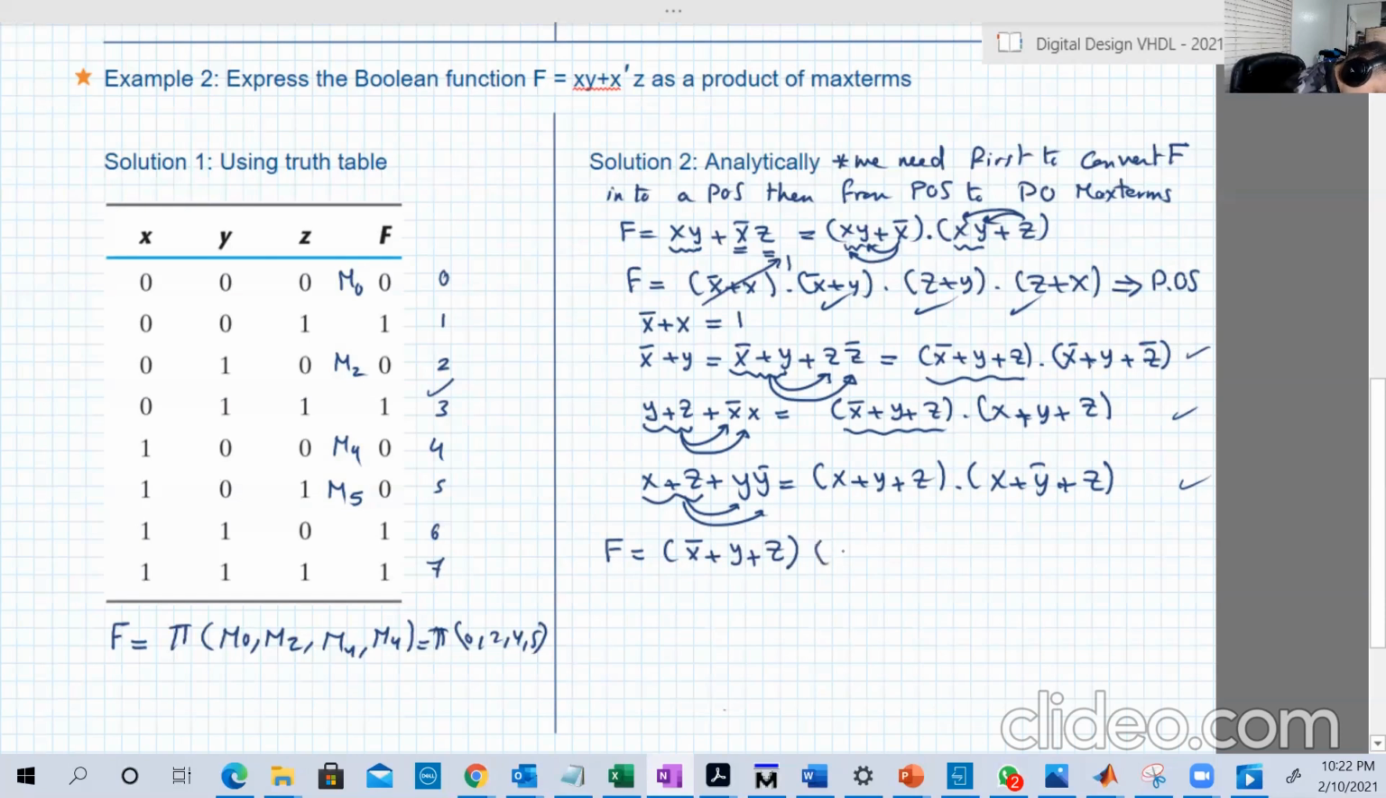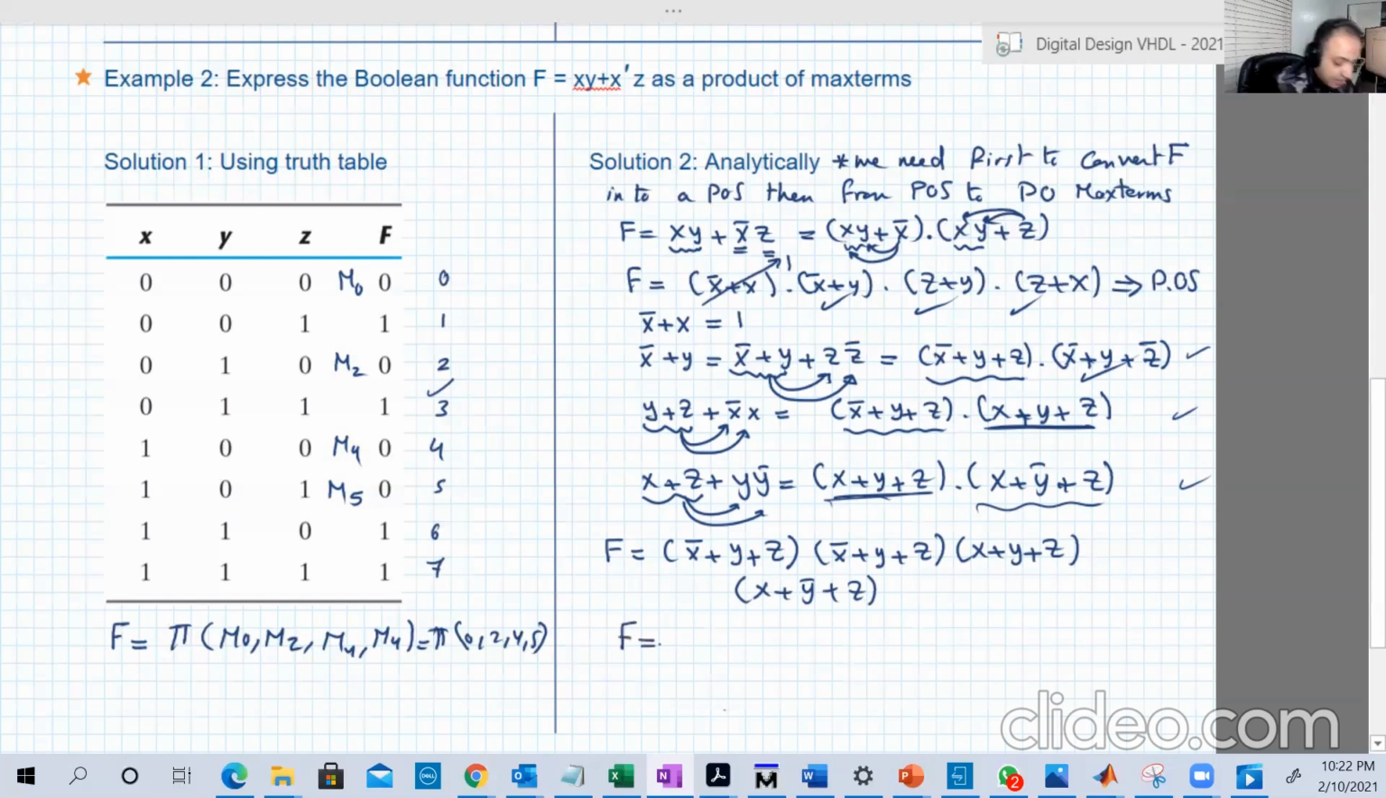So just write it, x bar plus y plus z bar. How about x or y or z? Yes, this is also repeated here, so just write it one time: x plus y plus z. And finally, the final one should be written as it is, since there is nothing more to compare with. So this is f. Now let's represent them as product of sums.